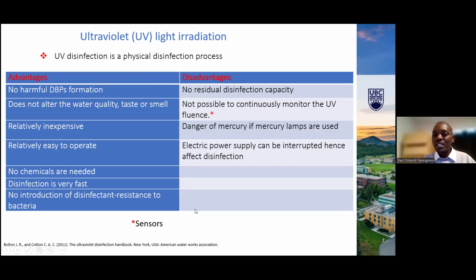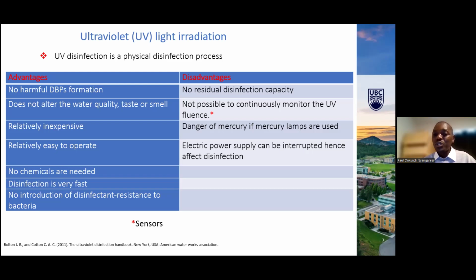But what are the disadvantages of UV? One of the disadvantages is it does not have a residual disinfection capacity, meaning if the water has passed through the UV system, you need to use the water immediately. Otherwise, if you store it, microbes can start to grow again, which is a good thing for chlorine. When you're using chlorine, there is that disinfection residual. But UV does not have it.